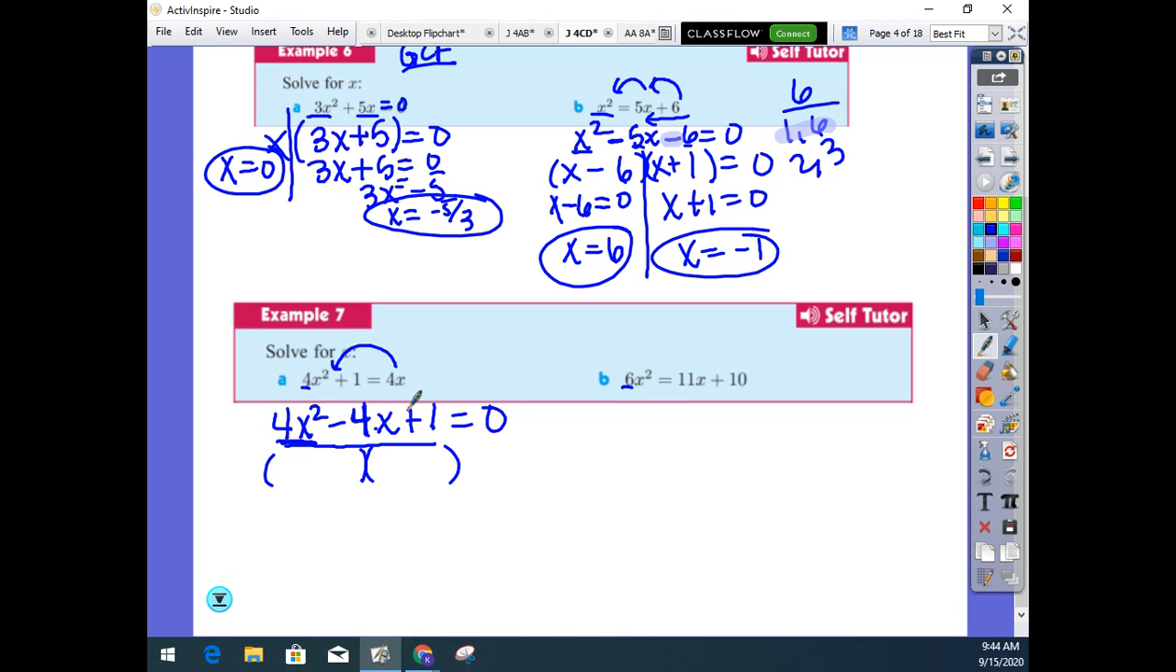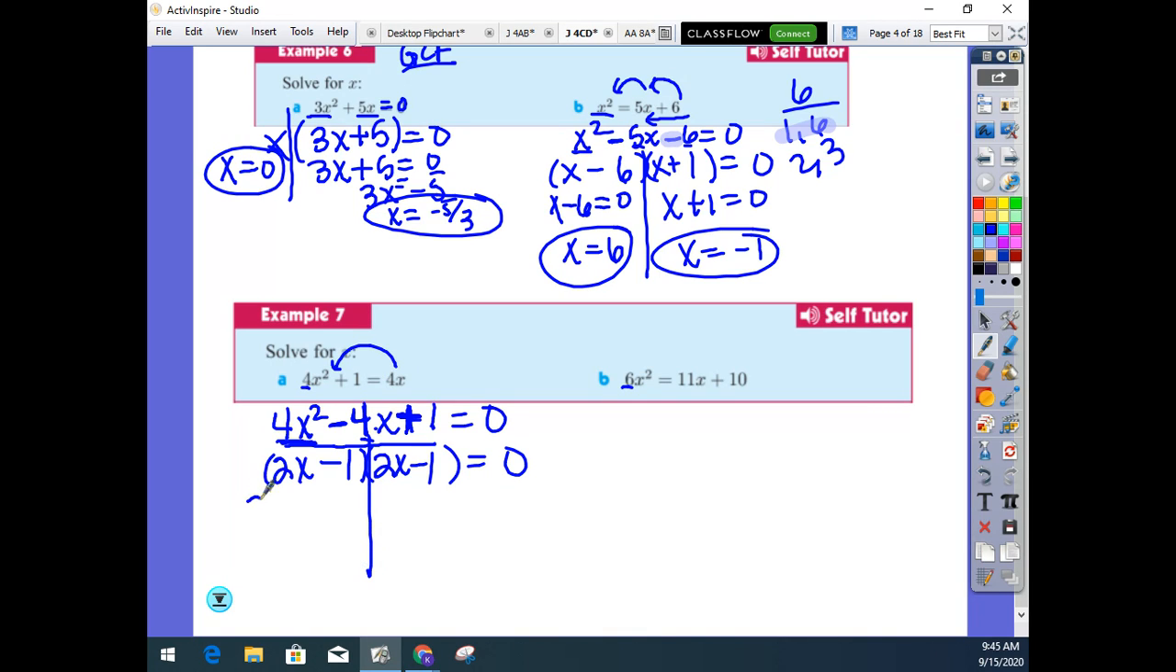Now, to get 4x squared, we can either use 4x and 1x or 2x and 2x. But I'm going to be adding my factors to get 4. So I need 2x and 2x, 1 and 1. Now, the 1 is positive, which means my signs are the same, but the 4 is negative, which means they're both negative. So if you think this is negative 2x to get my negative 4x.